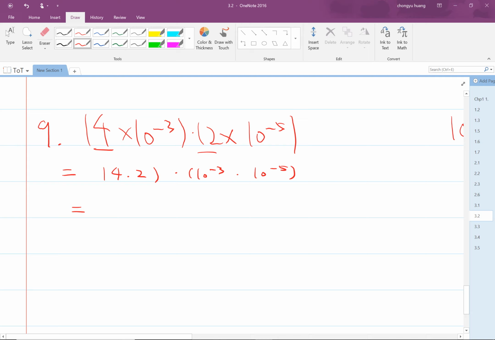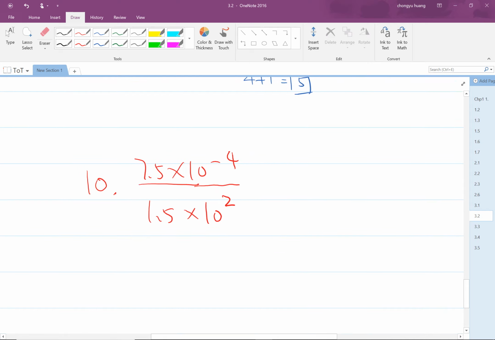So over here is 4 multiplied by 2, which is 8. And then we have 10 to the -3 multiply 10 to the -5, so it's -3 minus 5, so it's -8, right? So you're actually done with this question. We just leave it in the form of scientific notation. You don't have to write any zero over here.